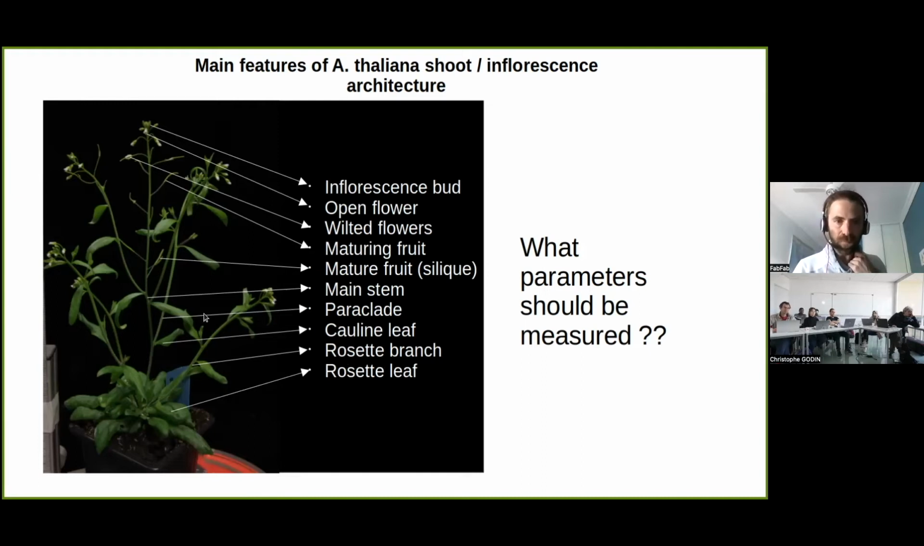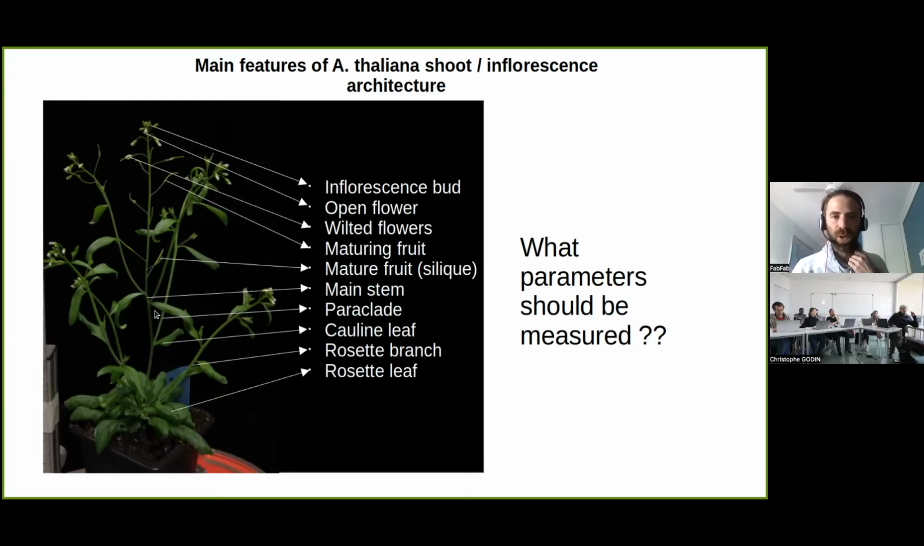Each paraclade here is subtended by a cauline leaf. And in the rosette, you have all the leaves that have been produced during the first part of the life of the plant, and it's also where rosette branches emerge. Is that clear for the architecture of Arabidopsis? It's not very complicated, I guess. Yes. So cauline leaves are all leaves which are not rosette leaves. Exactly.